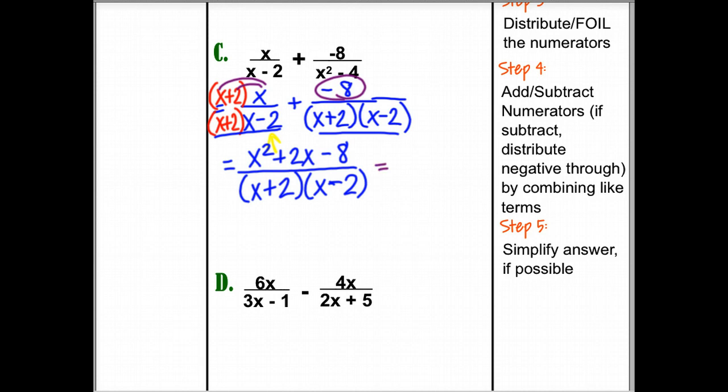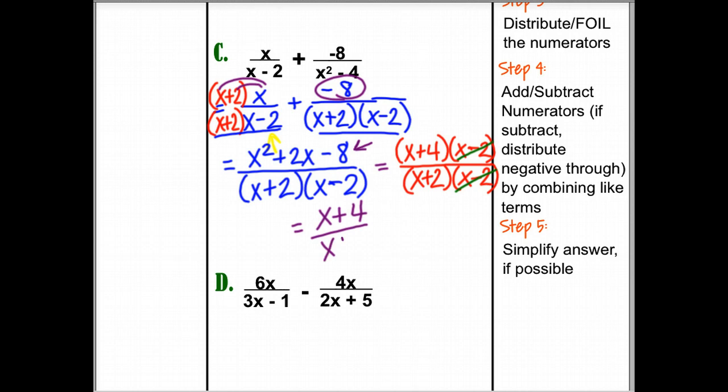The next thing I actually want to do is refactor this out to see if there's anything I can cancel. And I see I need two numbers that multiply to negative 8 and add to positive 2. And I know that that'll give me x plus 4, x minus 2, and that's over x plus 2, x minus 2. And then I see that I have x minus 2's in common that I can cancel, which leaves me with a final answer of x plus 4 over x plus 2.